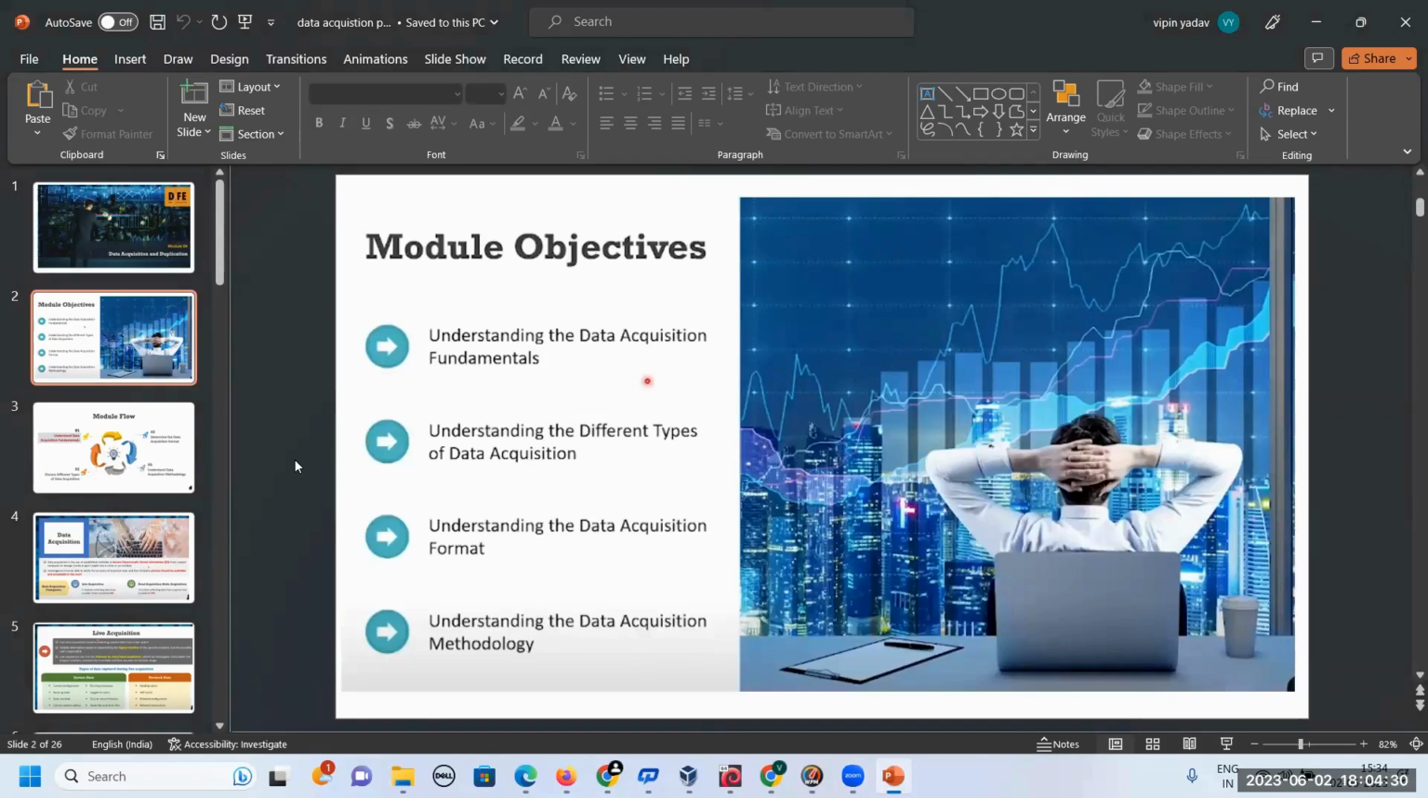Objective in which we are understanding the data acquisition fundamentals, understanding the different types of data acquisition, understanding the data acquisition format, and understanding the data acquisition methodology.